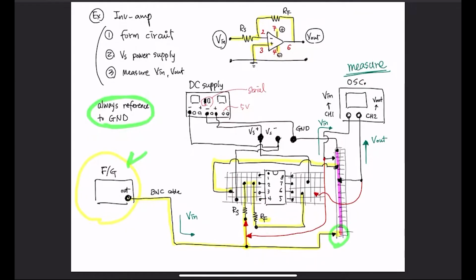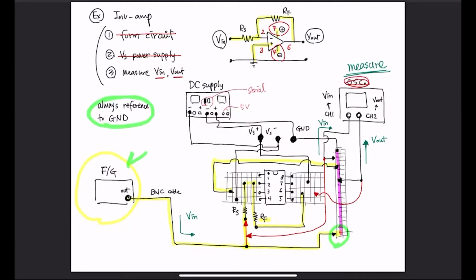Okay, so we have connected everything for this circuit. So this guy is done. So next we supply the voltage, which is also done. We have connected this 7 and 4. So now what we have to do is measure the input and output using the oscilloscope.